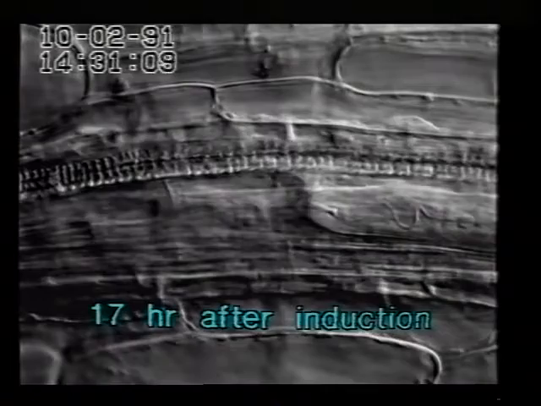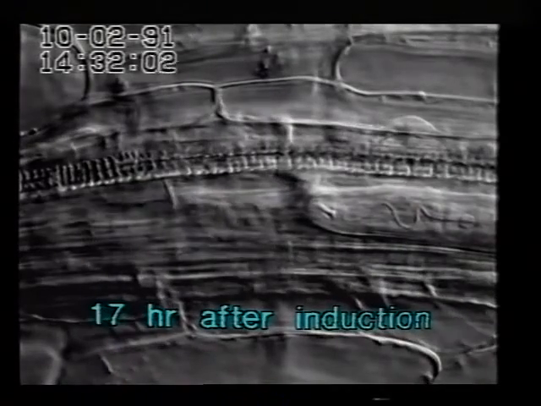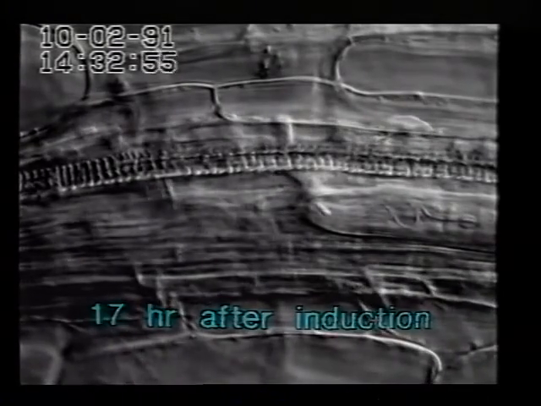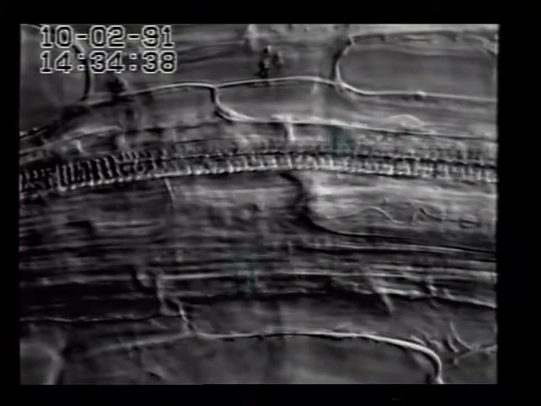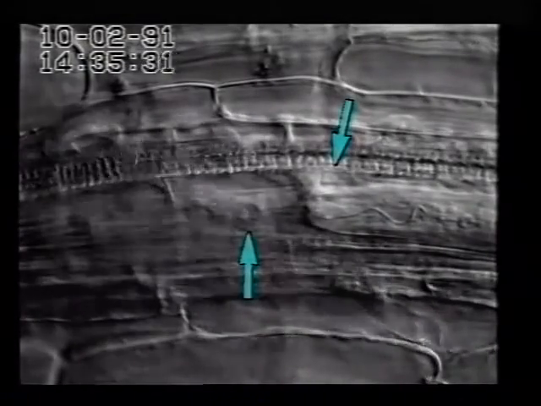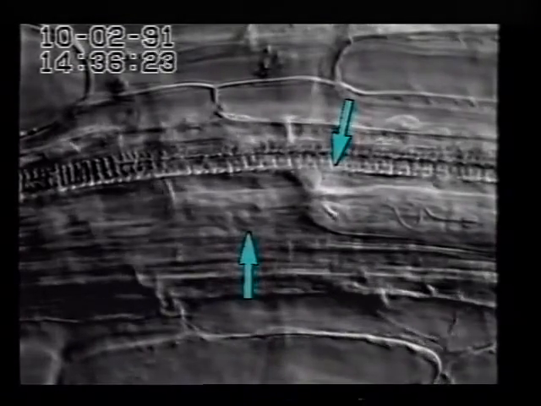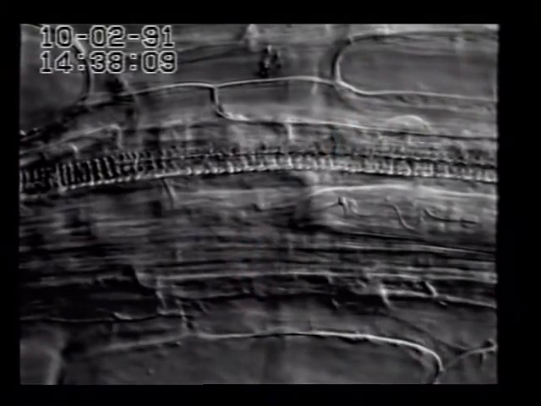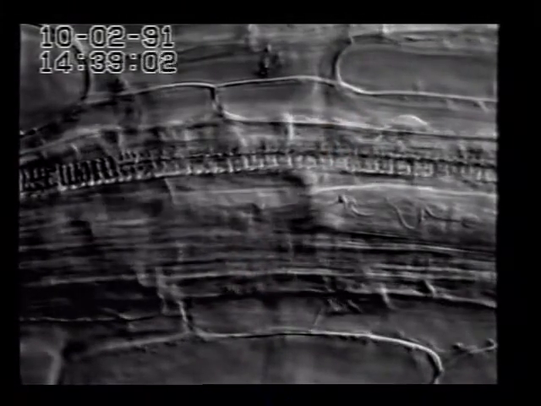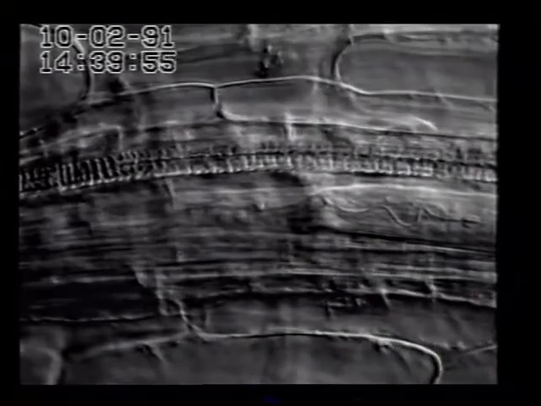After about 17 hours, distinct changes within the cells surrounding the nematode's head are clearly recognizable. The cells have become multinucleate. Some of the nuclei are indicated by arrows. The behavior of the juvenile still follows strictly the same pattern, which has already been described for the process of root penetration and migration.